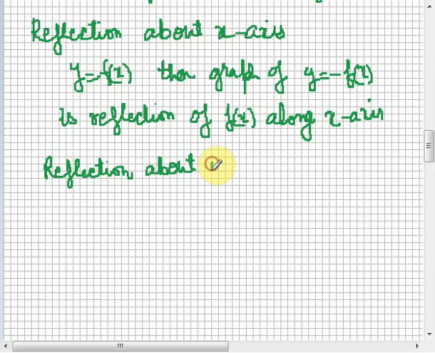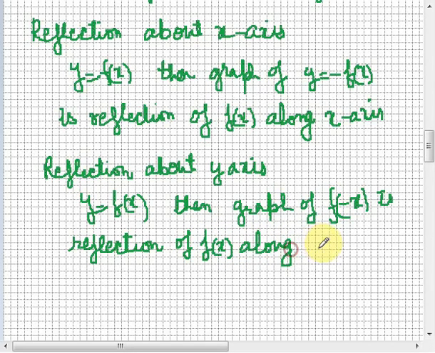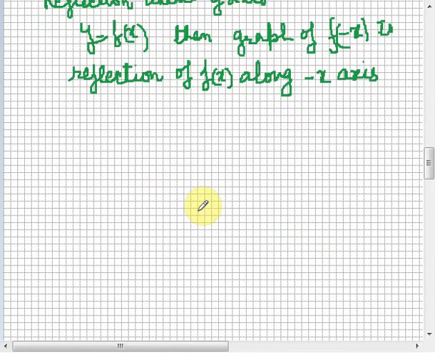About the y-axis. If a graph y is equal to f(x) is given, then what is the graph of f(-x)? It is a reflection. Reflection means mirror image of f(x) along the y-axis, right? I will give an example of reflection about the y-axis.